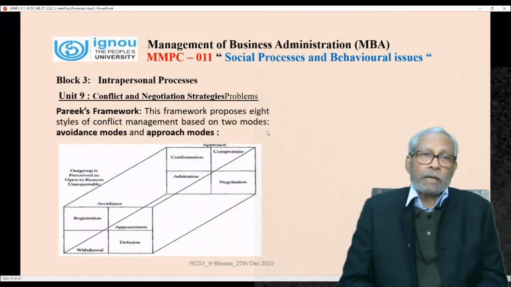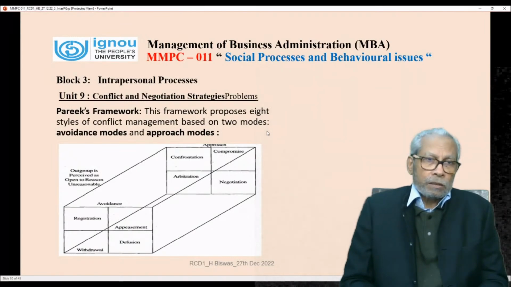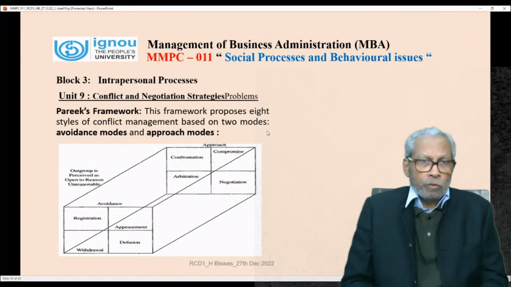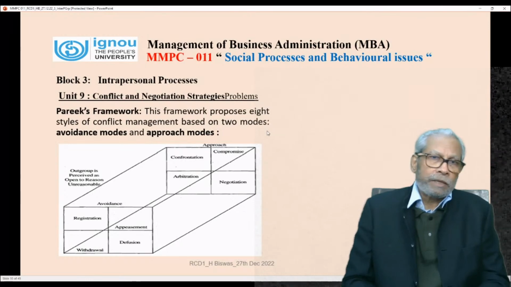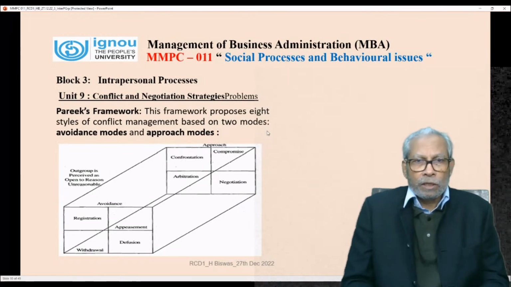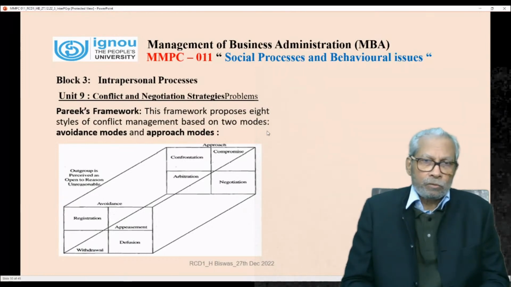Another is Rahim's framework. This framework presents 8 styles of conflict management based on two modes: an avoidance mode and an approach mode. You do or otherwise do not do. So this is the bifurcation. There are 4 and 4, so 8 segments, avoidance or approach. There are 2 areas, and accordingly the outcomes will come.